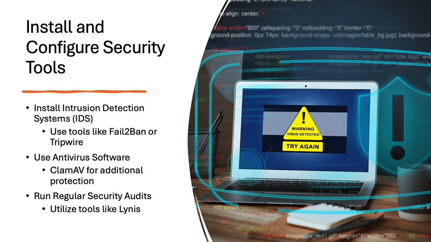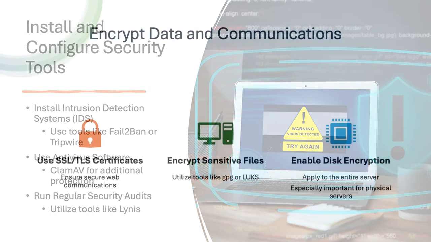To enhance system security, install IDS tools like fail2ban or Tripwire, use antivirus software such as ClamAV, and conduct regular security audits with tools like Lynis.